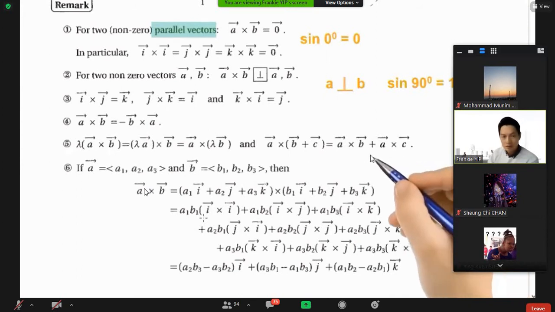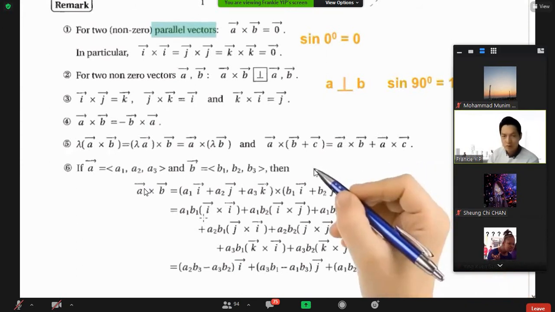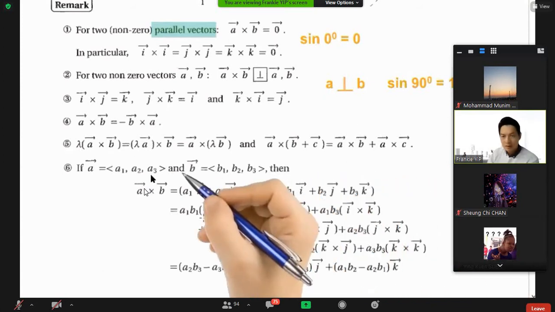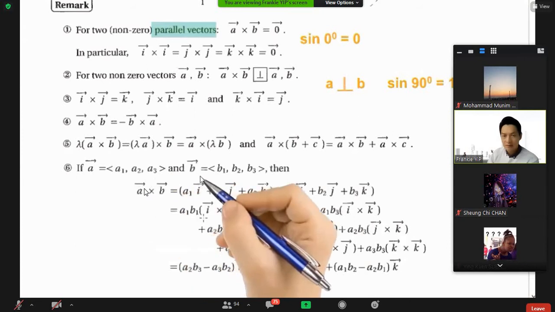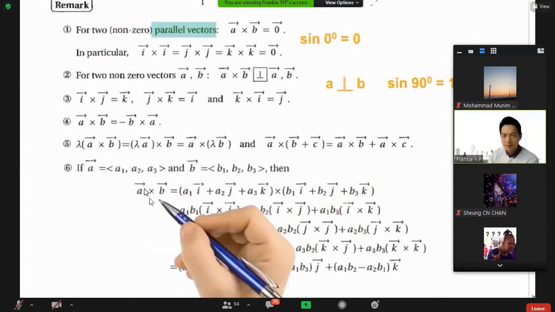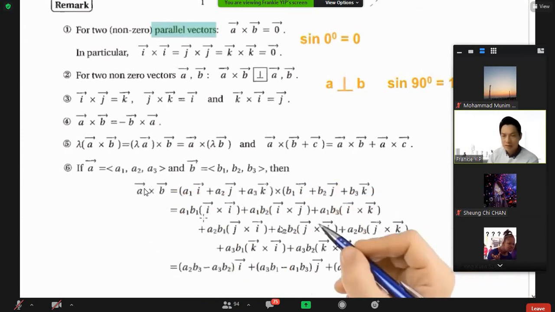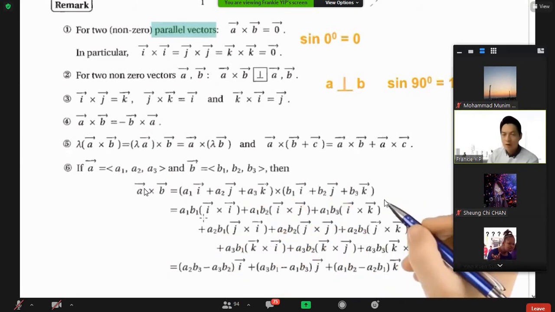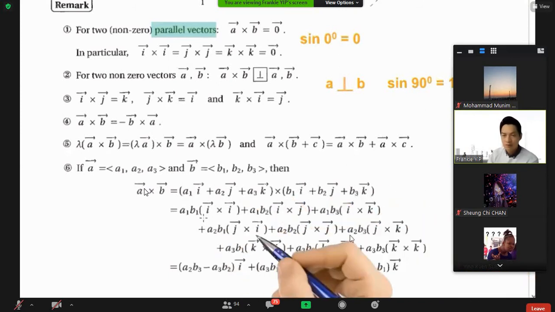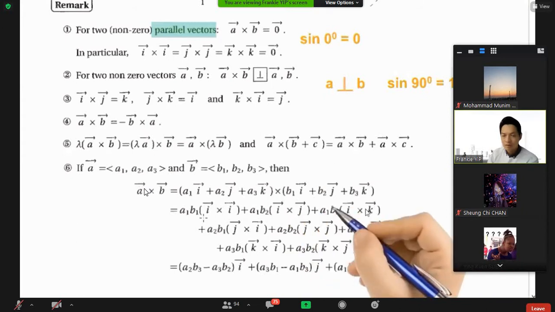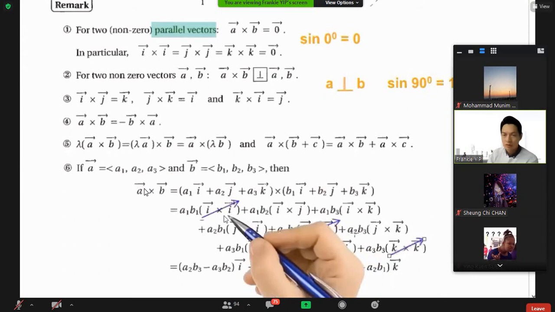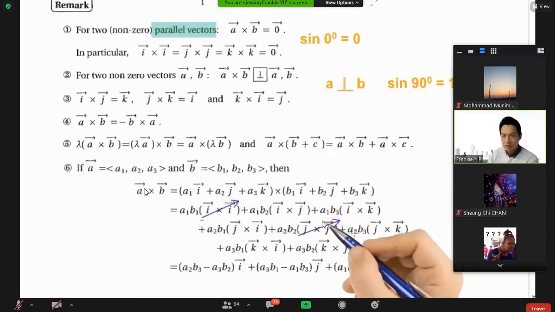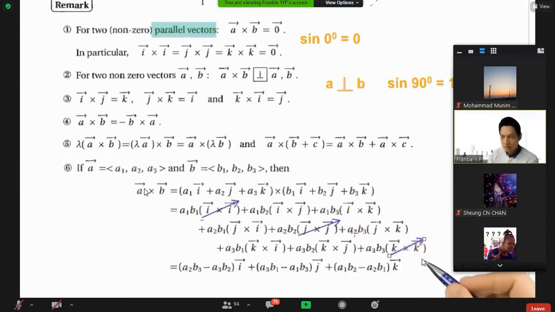We usually use the matrix method to calculate this. Here we go. We have 3D vectors A and B. If we multiply them together, we have 9 terms over here. We eliminate what I told you: i cross i equals 0, j cross j equals 0, k cross k equals 0. So what we are left with is this.